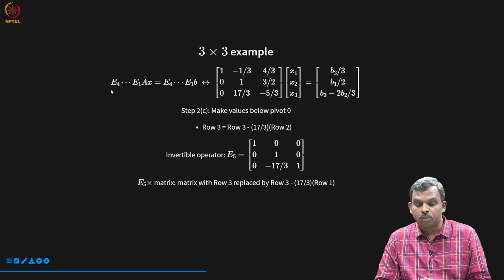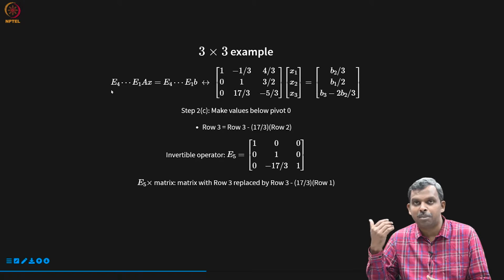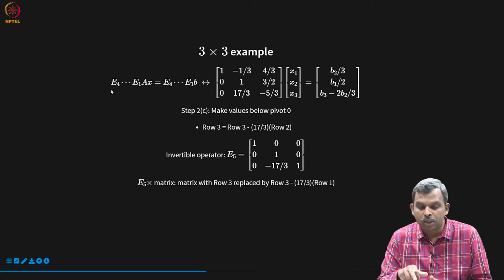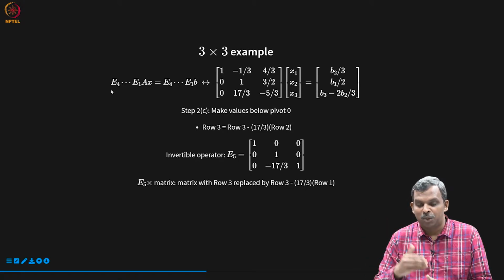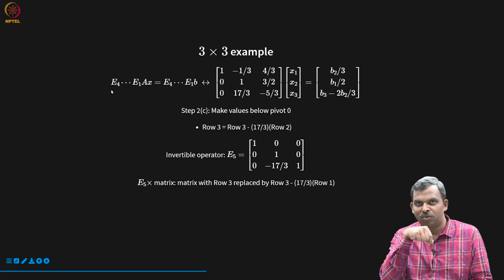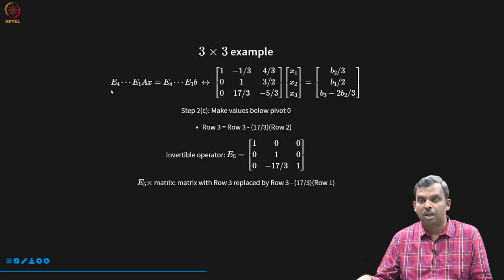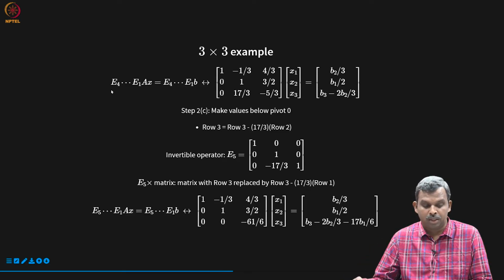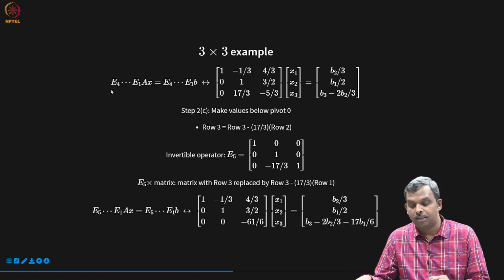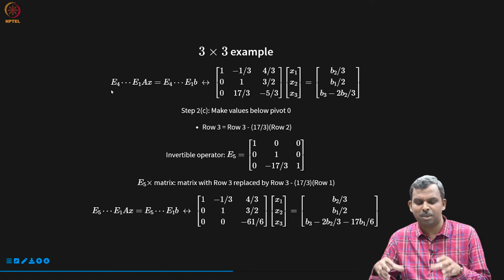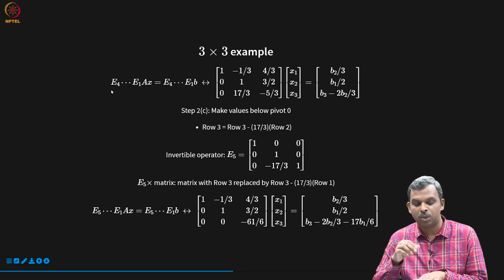It's row 3 equals row 3 minus 17 by 3 into row 2. How do I do that? I have an operator for that. I know it's diagonal except for this, which row gets involved in the subtraction. You put a minus 17 by 3 and then you multiply with E5, and you see that you get this sort of a matrix. It's becoming messier, but still on the left hand side you see the matrix is becoming really clean, right? So 1 0 0, minus 1 by 3 1 0 in the second column.